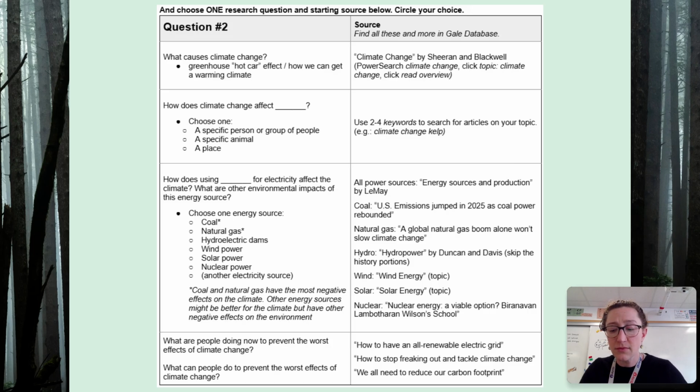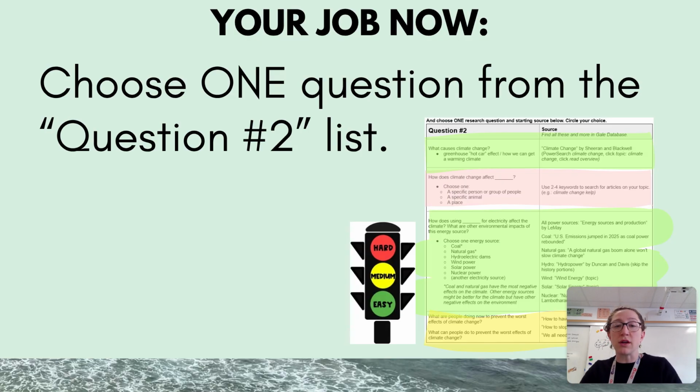All right, I'm making this video after students have already done 1 day of research. So this is for students who maybe missed it or aren't sure what to do. If at this point you have not chosen a question yet, I really recommend you either choose what causes climate change, to focus on the greenhouse effect and things that people do that contribute to climate change, or you choose how does using blank for electricity affect the climate. And I strongly recommend you either choose coal or natural gas. I think there are more resources related to coal as well.